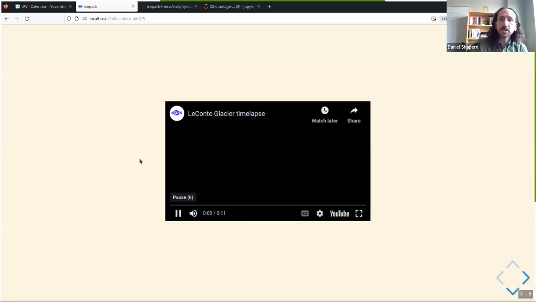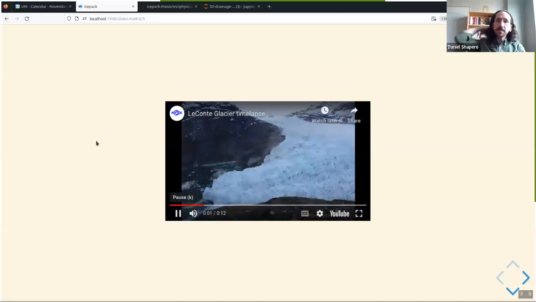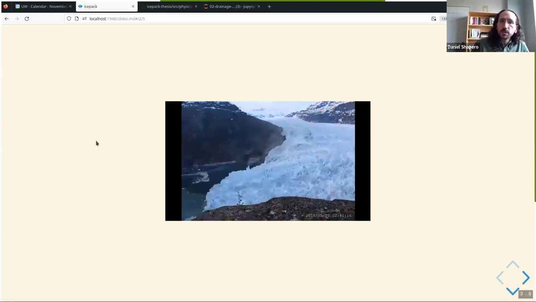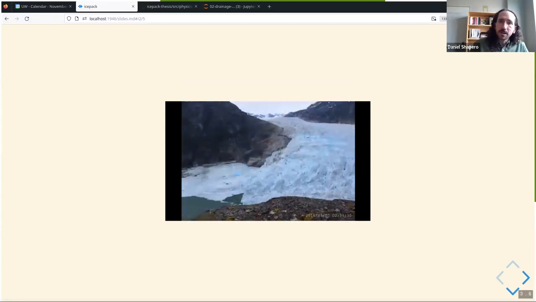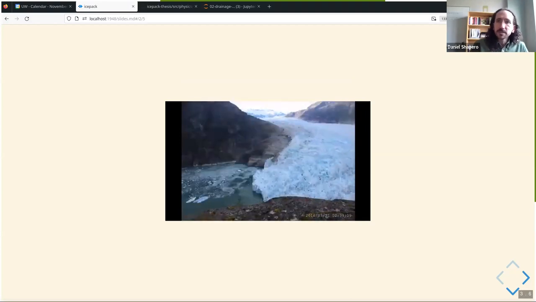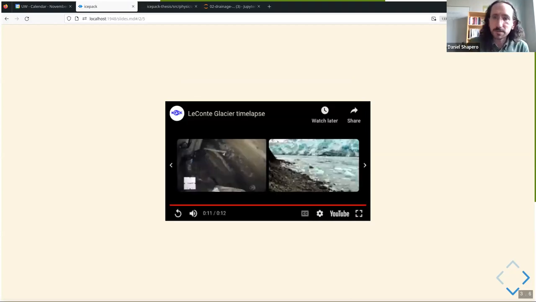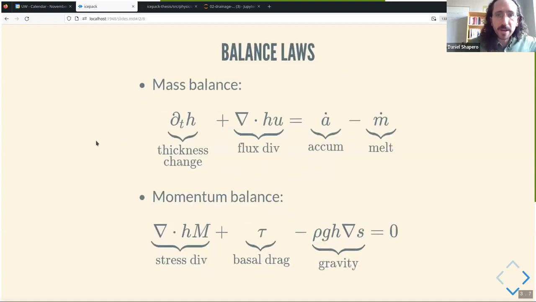This is LeConte Glacier in Alaska, and this is some time-lapse imagery from in situ photographs that I think does a nice job showing off how it really does kind of look like a fluid if you take a lot of pictures over a really long time. Okay, fun's over, time for math.